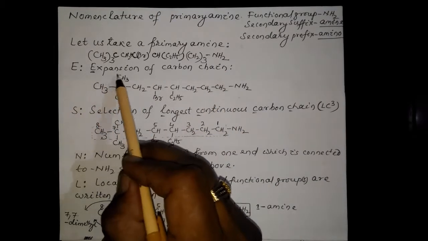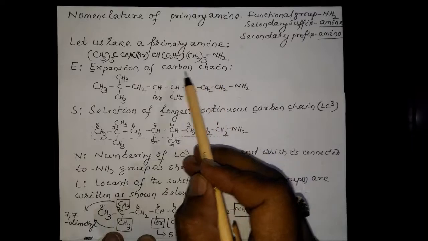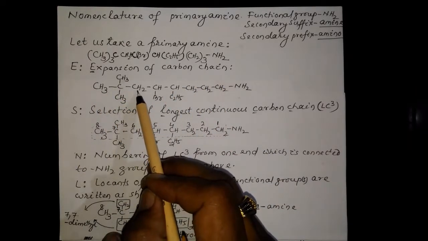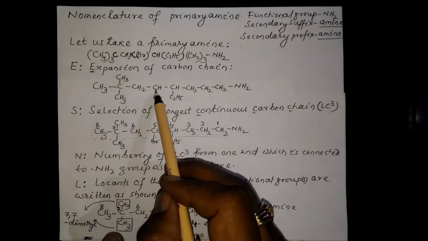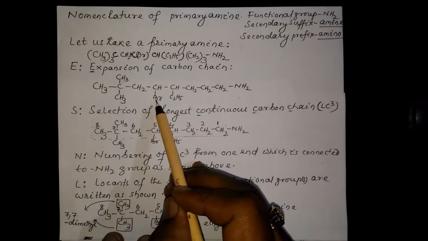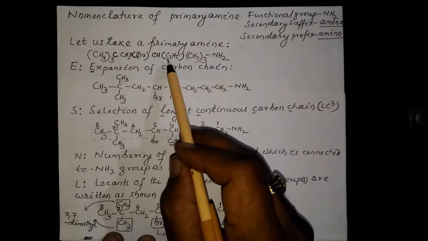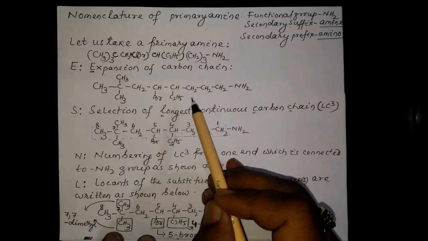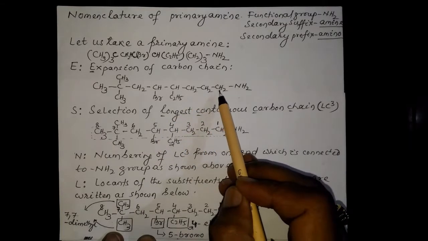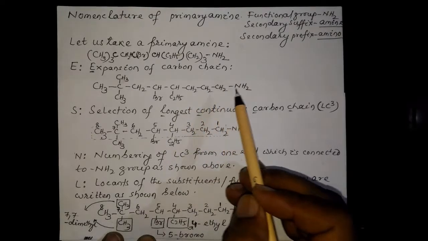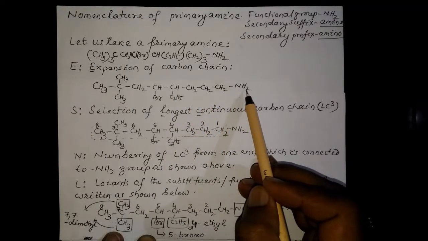E. Expansion of carbon chain. CH3 C, CH3 CH3 CH2, then CH bracketed Br is written as shown. CH bracketed C2H5 is written as shown. CH2 CH2 CH2, this is CH2 whole 3, CH2 CH2 NH2.